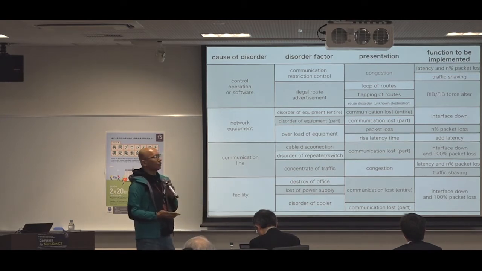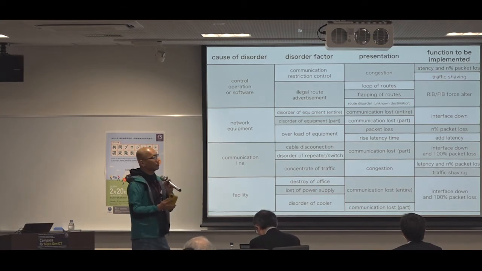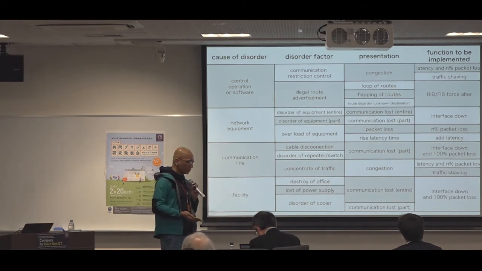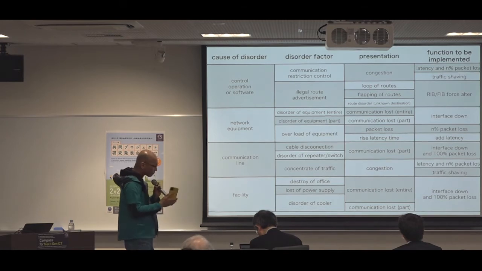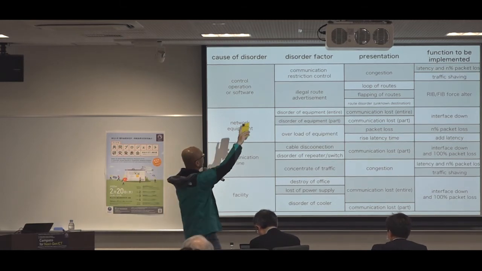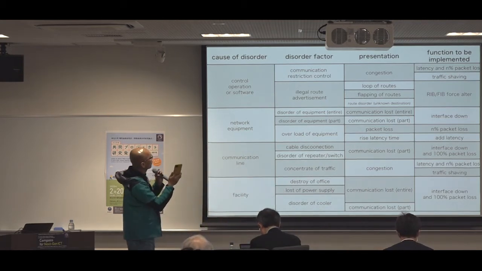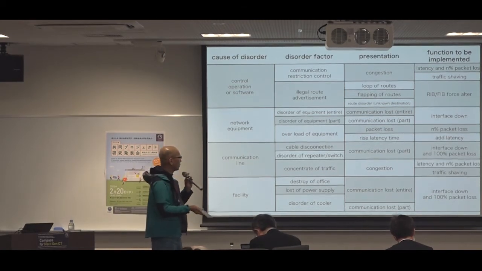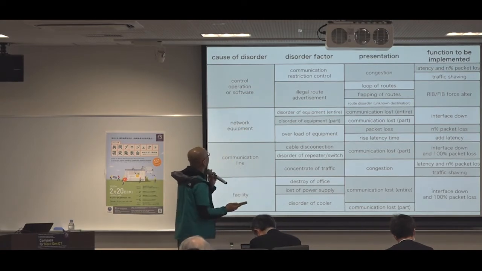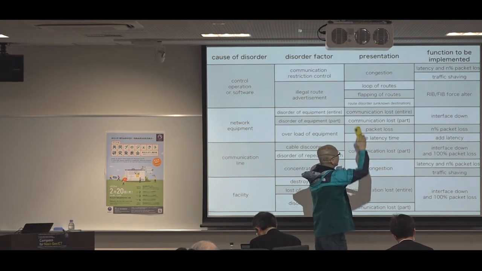This table shows the classification of telecommunication failures caused by natural disasters. This table was constructed by the national committee in the government. There are four kinds of classification: the cause of the disaster, the disorder factor, its presentation, and the function to be implemented. The cause of disorder can be classified into four: control operation disaster or software, network equipment disorder, communication line disorder, and facility disorder. These four kinds of disorder produce disorder factors, and because of the disorder factor, the presentation of the disorder is like this.